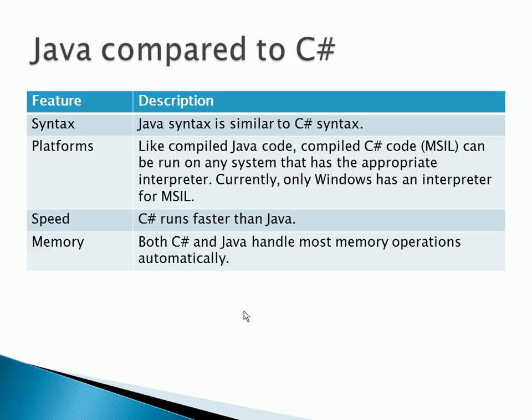I cannot confirm that C# runs faster than Java, but that's what I found in some books and some blogs on the internet. And from the memory management perspective, the memory management in C# is also done by the framework, the common language runtime as it's called in Microsoft, and most of it is automatic.